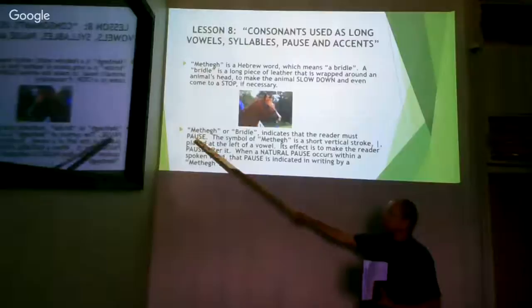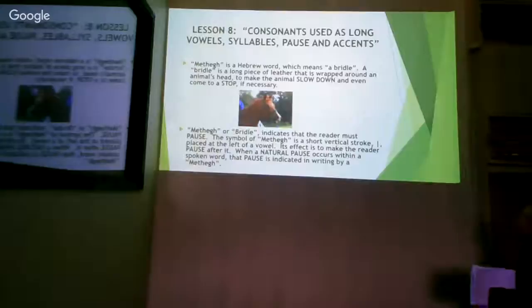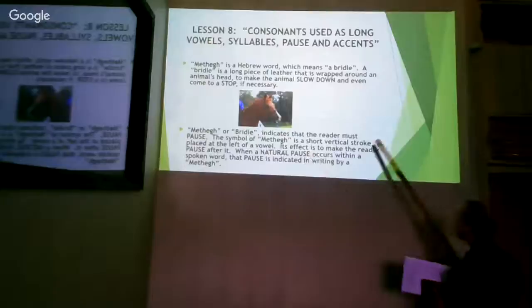The symbol of Methegh is a short vertical stroke, looking just like this. Short vertical stroke placed at the left of a vowel. So let us say that the vowel is here.